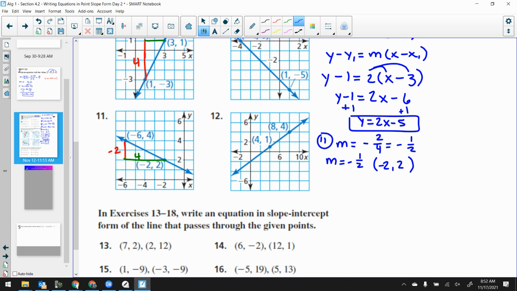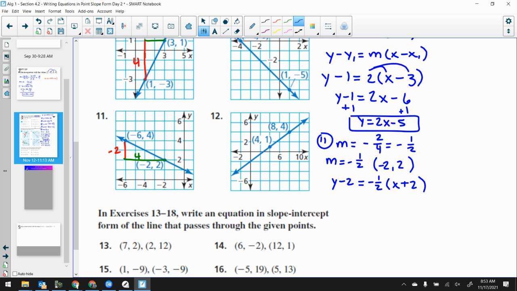So now let's plug it in. Solomon, plug it in for me. Y minus 2 equals negative 1/2, x minus negative 2, or plus. There it is. Remember that instead of saying minus and negative, you should change it into plus. Okay?